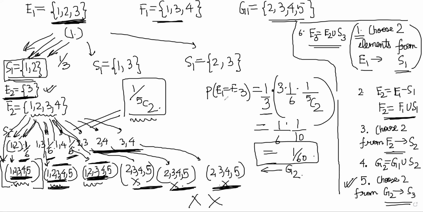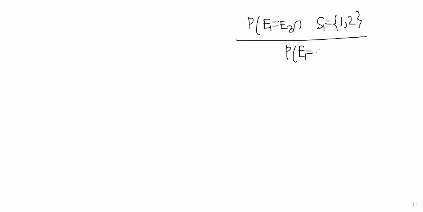So the probability of getting E1 equal to E3 and S1 equal to 1, 2, both things happening together, where S1 was chosen as 1, 2 and E1 equal to E3 at the end, came out to be 1 by 60. Now let's analyze the other 2 branches also, because finally we have to calculate the probability of E1 equal to E3 intersection with S1 being 1, 2, divided by the probability of E1 equal to E3. This was the conditional probability that we needed.